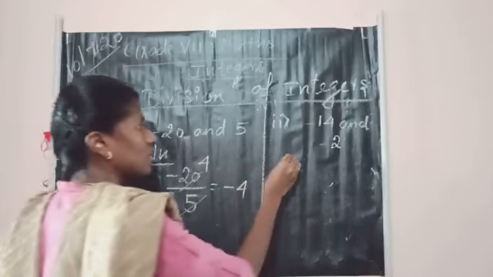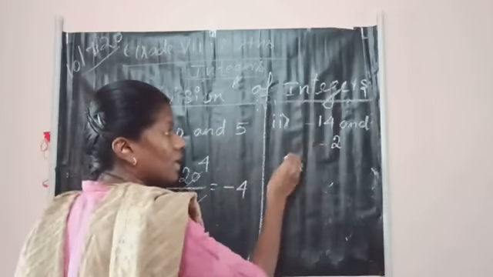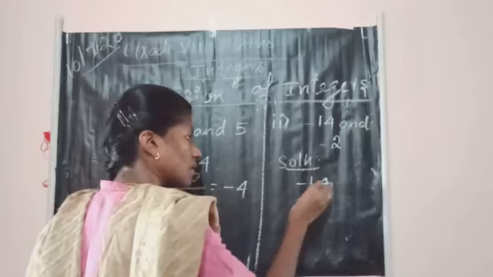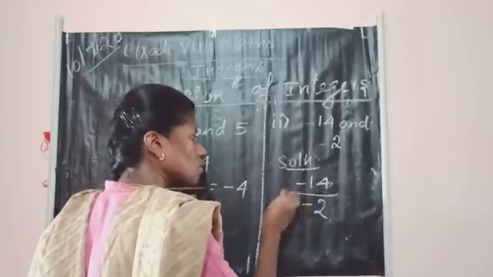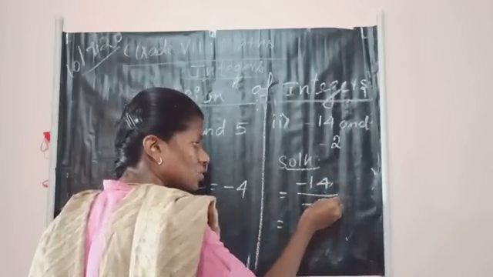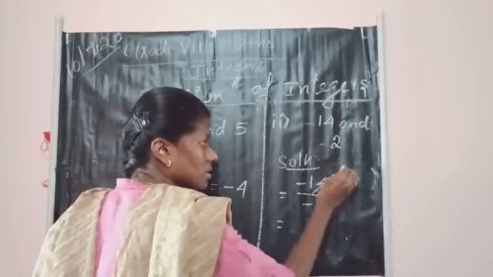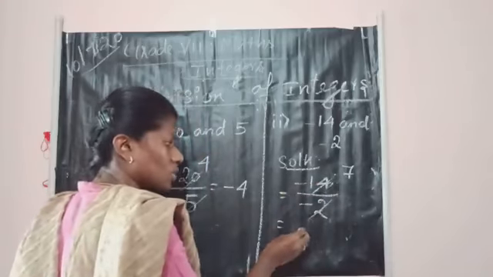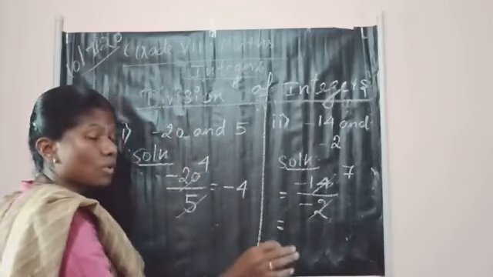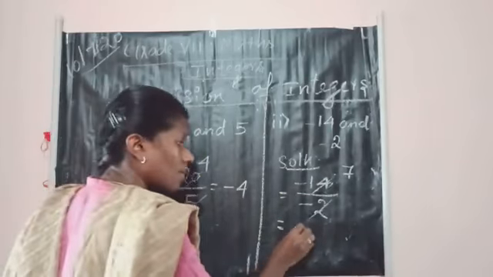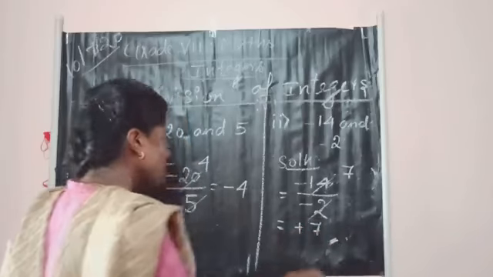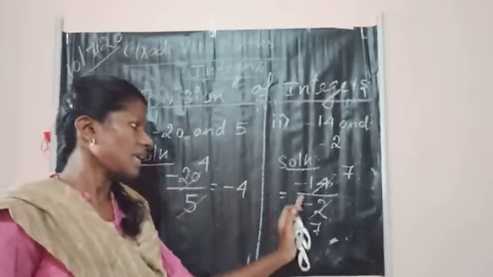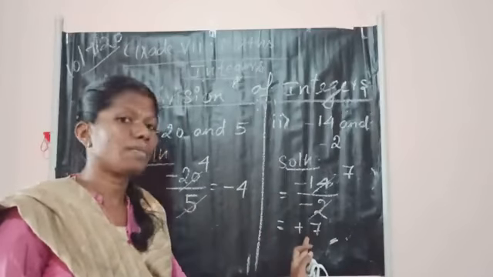And here, minus 14 and minus 2. So minus 14 by minus 2. Dividing these two values, you will get 7. The signs are the same, so if the signs are the same, you use a plus symbol. So plus 7. Here the signs are different, so you use minus. Here the signs are the same, you use the plus symbol.